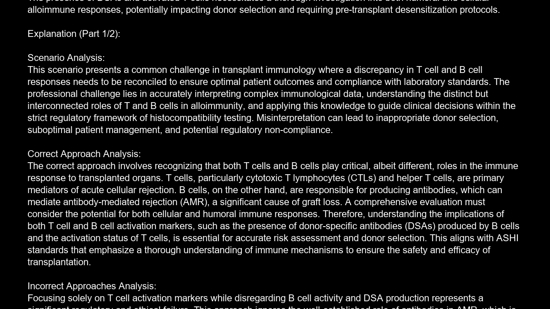transplantation. An incorrect approach is an analysis focusing solely on T-cell activation markers while disregarding B-cell activity and DSA production, which represents a significant regulatory and ethical failure. This approach ignores the well-established role of antibodies in AMR, which is a critical consideration in transplantation. ASHI guidelines mandate a comprehensive assessment of immunological compatibility, and neglecting the humoral arm of the immune response would be a direct violation of these standards.